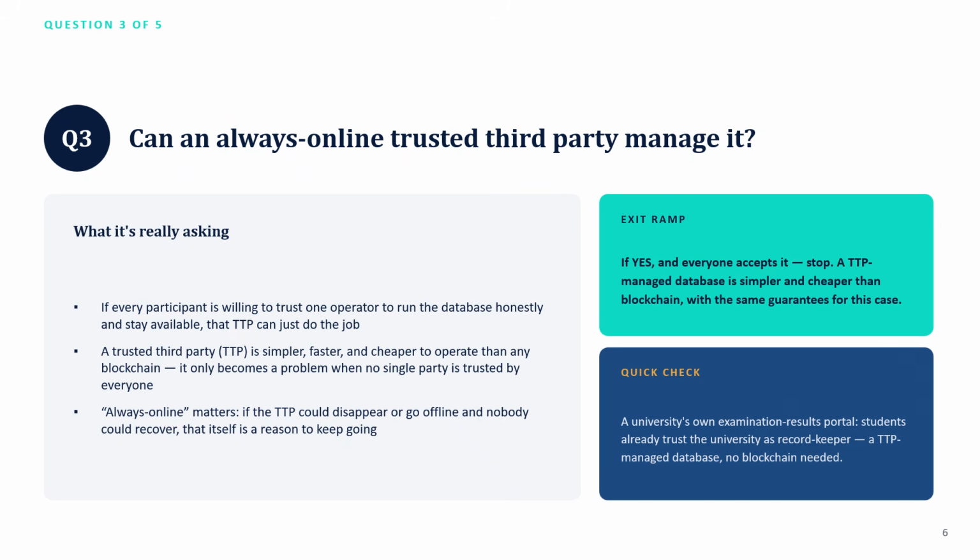Question number 3. Can a trusted third party manage it? Third question, and it's the one people skip past too quickly. Is there a trusted third party, a TTP, that everyone is willing to rely on and that will realistically stay online? If yes, let the TTP run an ordinary managed database. This is simpler and cheaper than blockchain and gives you the same practical guarantees, provided everyone genuinely accepts the TTP's authority. The exit only applies if trust is real and mutual.